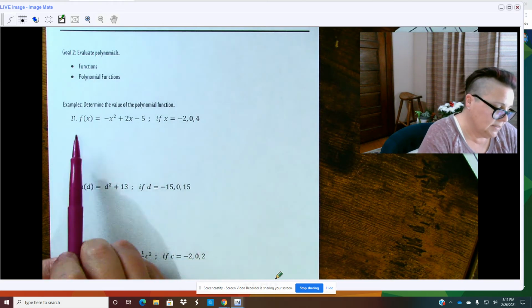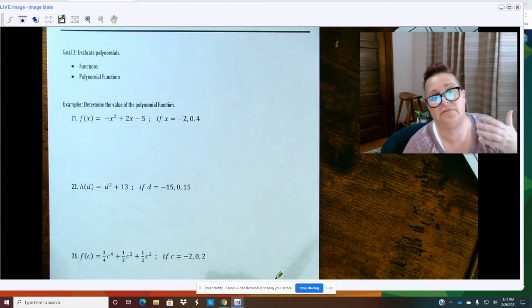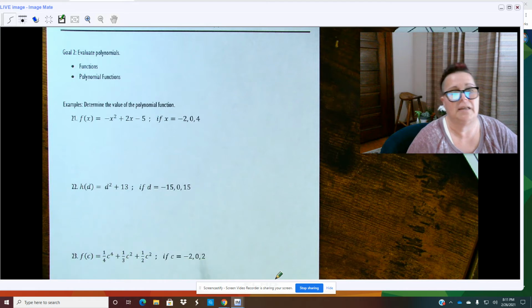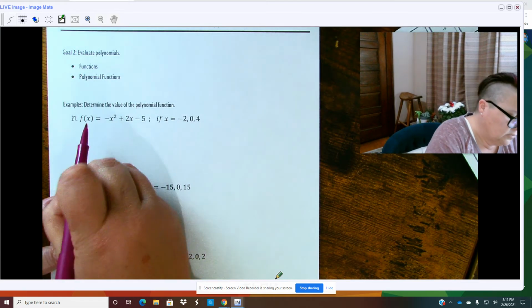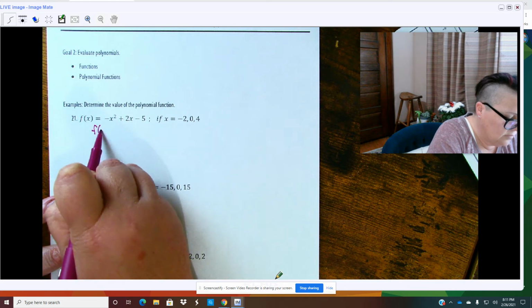So basically what we have for number 21 is that f of x, this function at x, is the same as if we had taken a negative x squared and added twice x and then subtracted 5. They want to know what's going to happen if x is negative 2, if x is 0, and if x is 4. So what we're going to start with is what happens at f of negative 2.